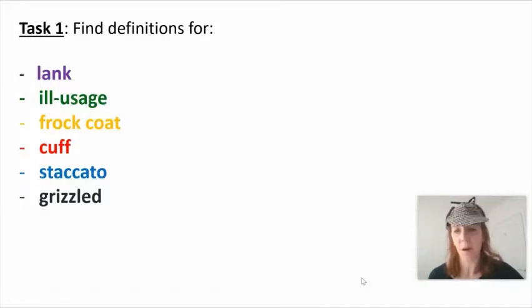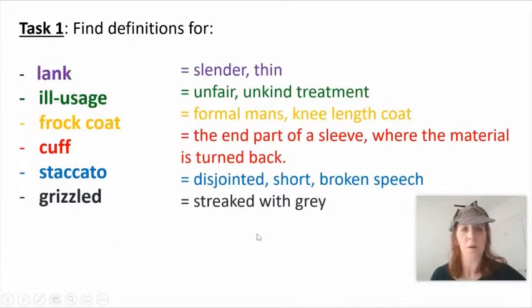So your first task, I would like you to find definitions for those words that we found in our reading text just now. So the word lank, ill usage, frock coat, cuff, staccato and grizzled. Pause the video now and have a look for those definitions of those words. Off you go. We've got lank, which means slender and thin.